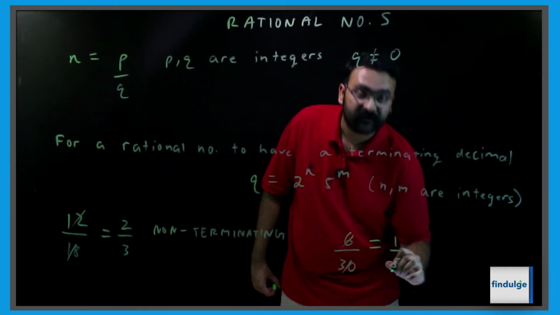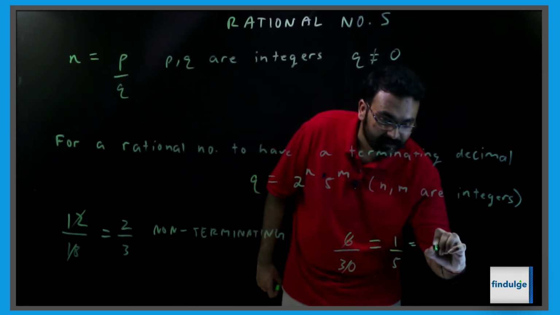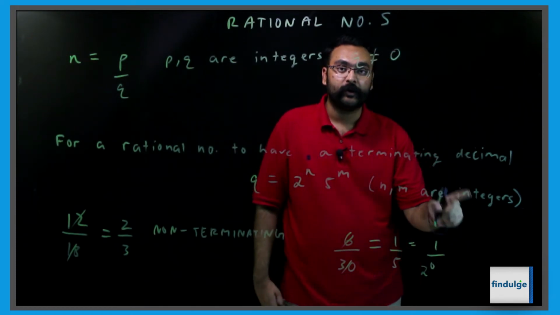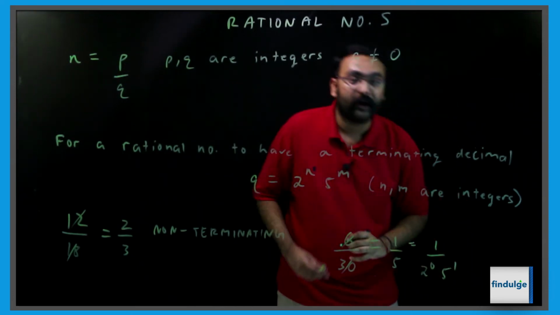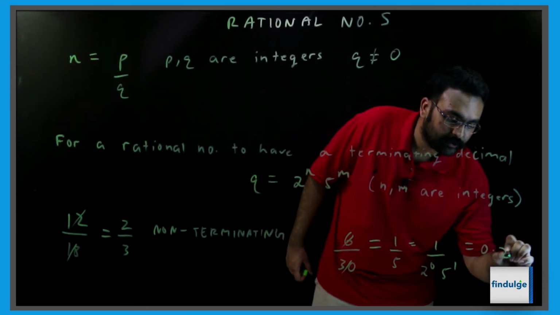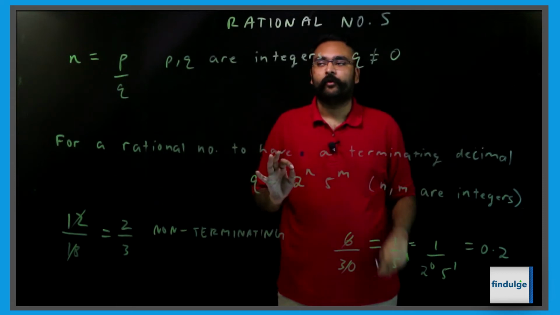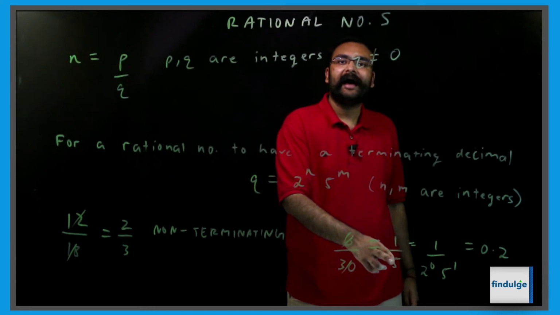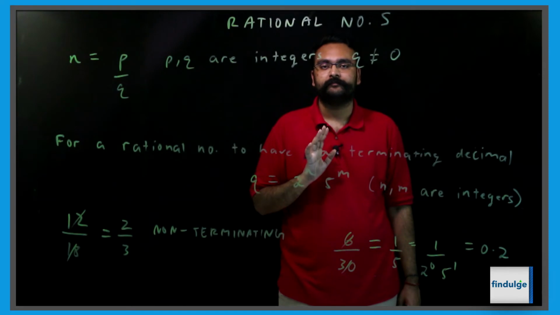1 by 5. Now this is of this form because it's nothing but 1 upon 2 to the power 0, which is absolutely allowed because n and m should be integers, and 5 to the power 1. And we know that 1 by 5 is nothing but 0.2. So this way, very straightforward. Simplify your fraction. Your denominator should only have 2 and 5 as its factors in whatever power.